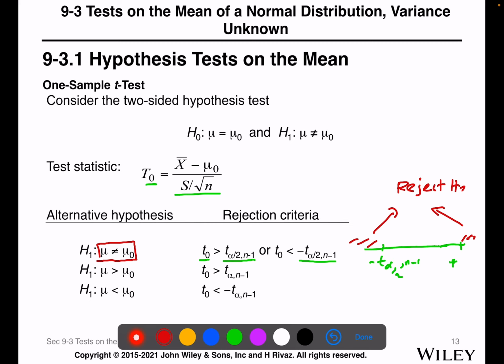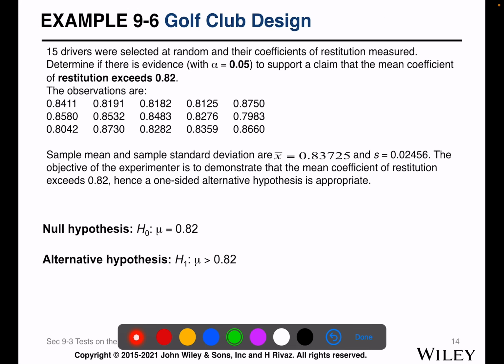And if it's one-sided, again, same as before, right? So if it's one-sided, then t has to be more than t of alpha and n minus 1, right? So I would say nothing is new with this slide. Everything is either the same as the hypothesis test or the confidence interval, right? So let's look at one example to see how this actually works.